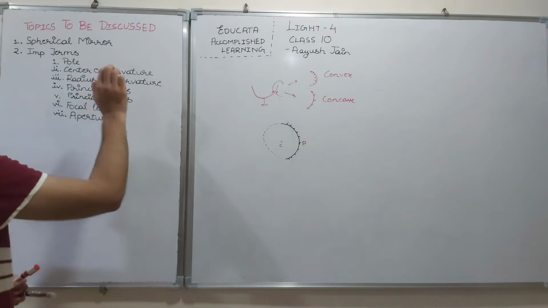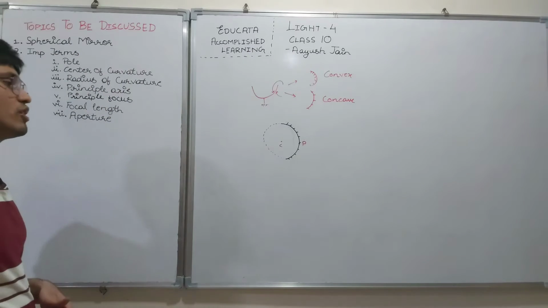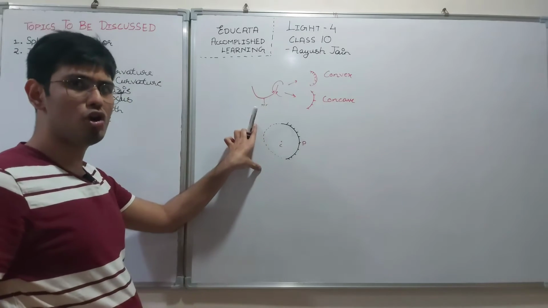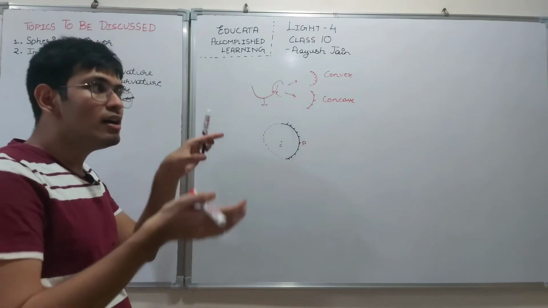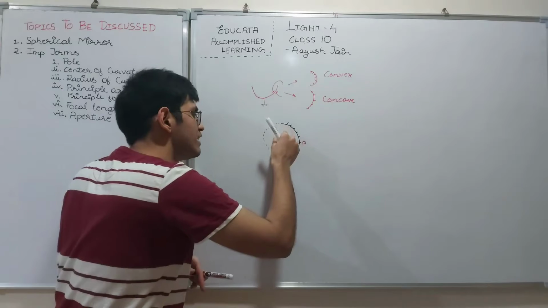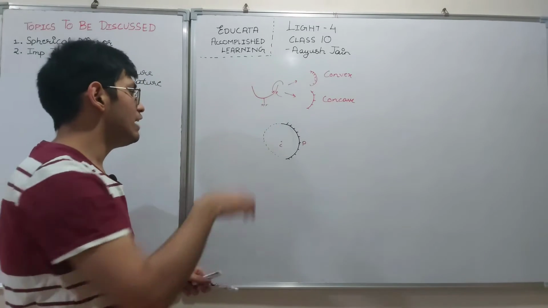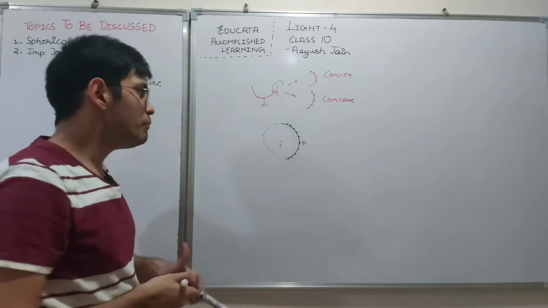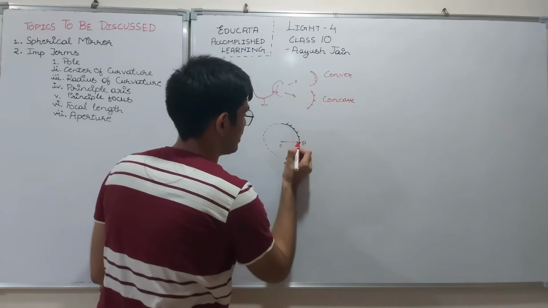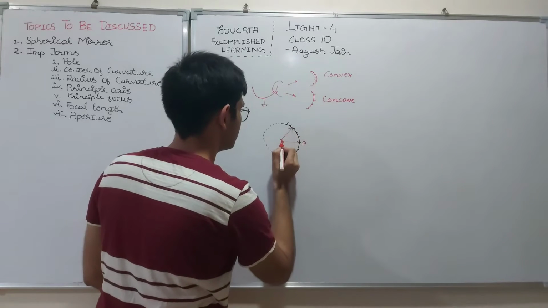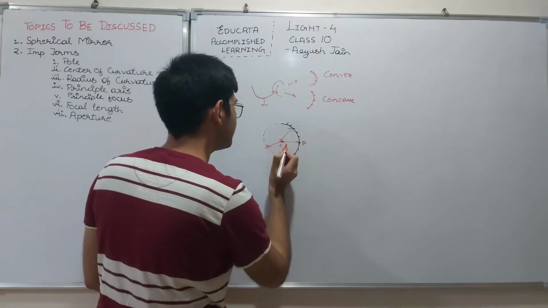Now the third term is the radius of curvature. What is the radius of curvature? You see, this is a sphere. You all know that in a sphere the radius from the center to any point on its surface is the same. If you measure this particular thing, and this, and this, all of them are the same.